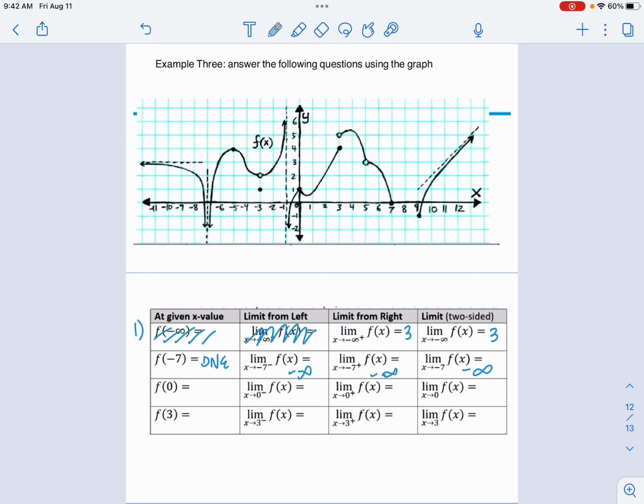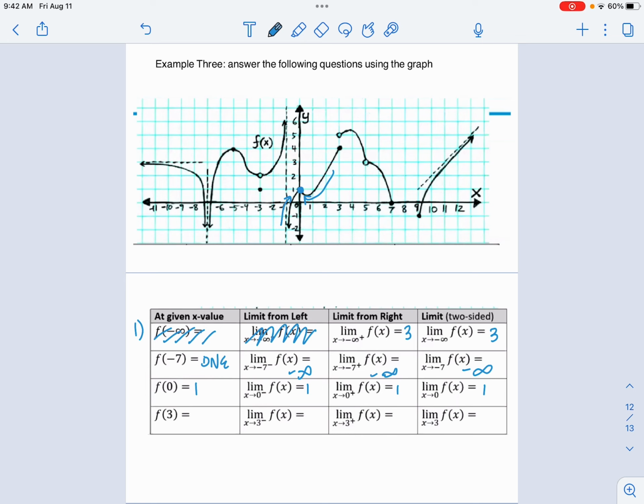Now we'll go to f of 0. F of 0, there is a solid point right here. So the output when the input is 0 is 1. As you approach 0 from the left, you get 1. As you approach 0 from the right, you also get 1. So that limit does exist, and it's 1.